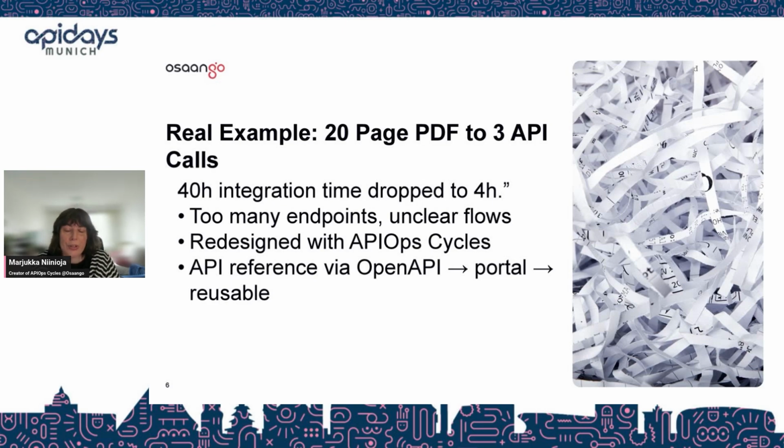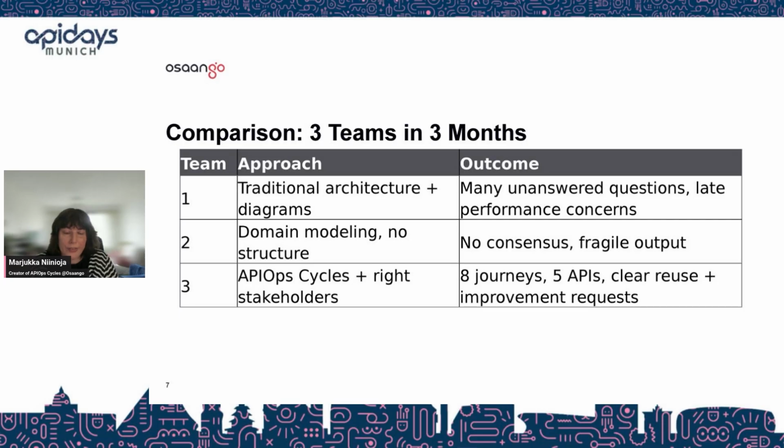It was impossible. So the solution was to simplify things, really figure out what it is that their partners and customers actually want to get done, and design that API in a way that was less chatty, less cumbersome and overcomplicated to use, and therefore also needed less documentation. Basically, just having the OpenAPI there was enough. So all of these case examples were actually using the API cycles method for getting rid of that waste and understanding what needs to be done. And I want you to look at this last comparison. There were 3 teams, and they all had 3 months.